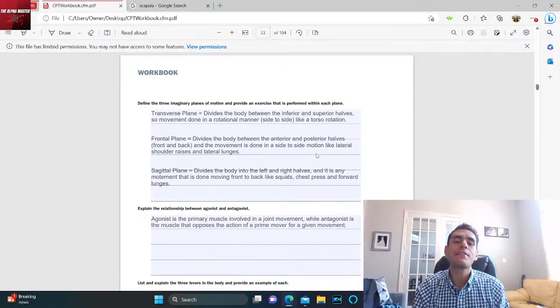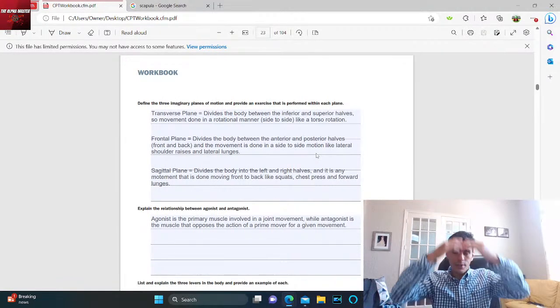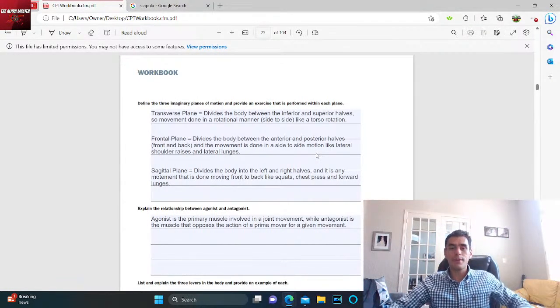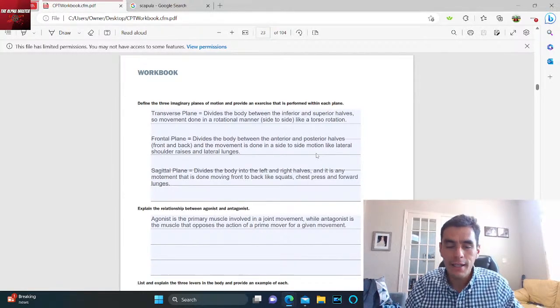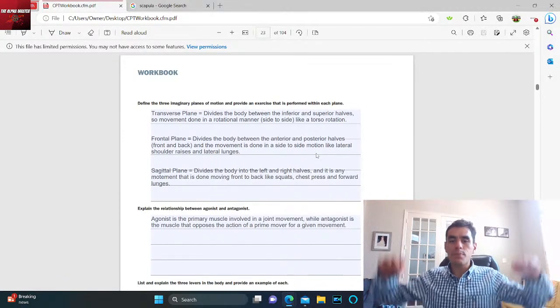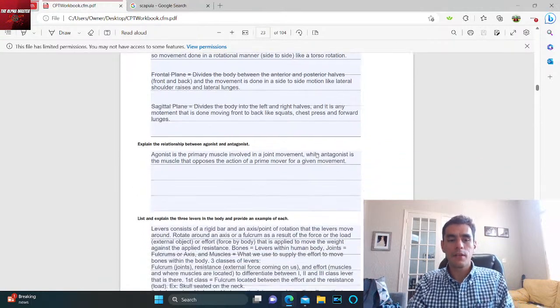And the sagittal plane divides the body between the left and right halves. This is the sagittal plane right here. Any movement that is done front to back, like squats, the chest press, and forward lunges, is going to be in the sagittal plane.